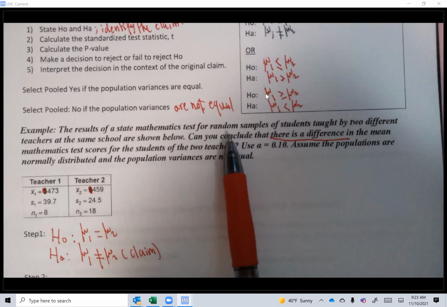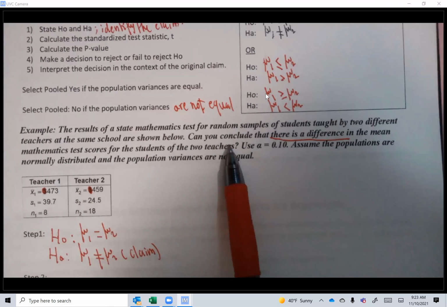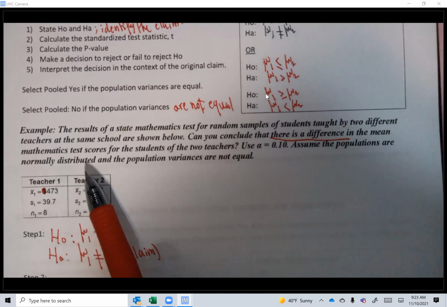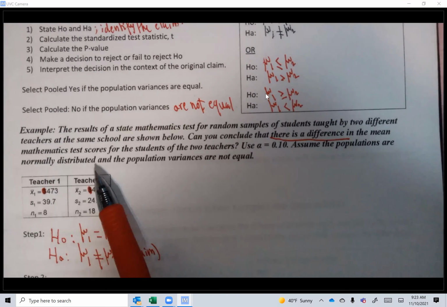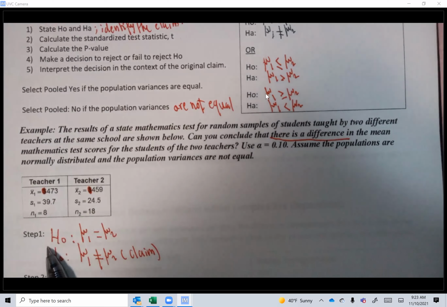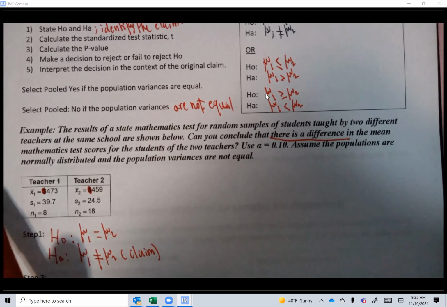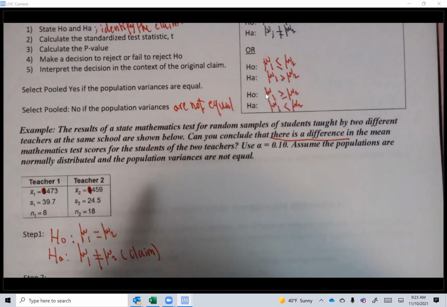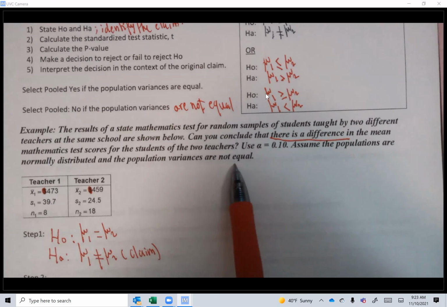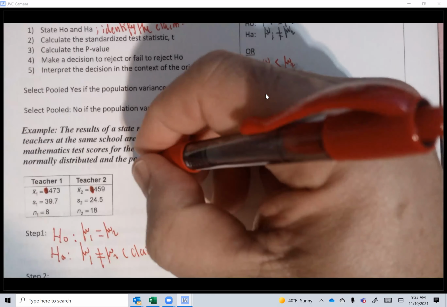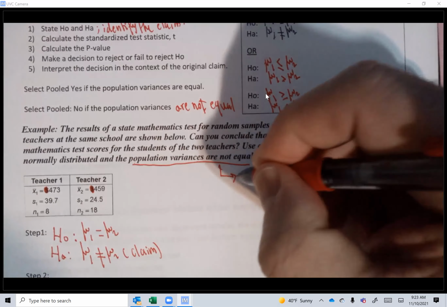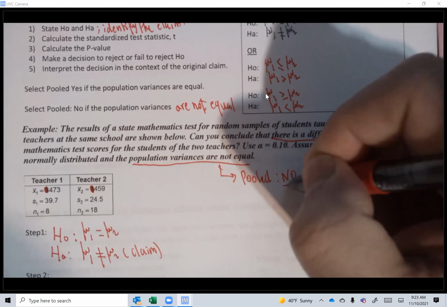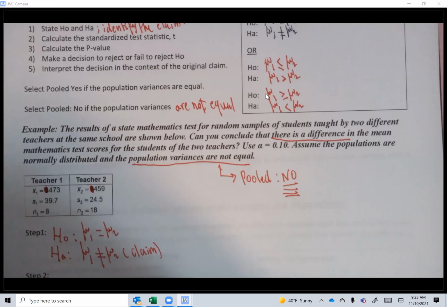Now, he says that the populations are normally distributed, guys. Look, so we don't care about the sample size, whether it is less than 30 or more than 30. And actually, the sample sizes are less than 30, but because the populations are normally distributed, we're in good shape. You see, guys, where he says here, population variances are not equal. That means when it comes to pooled on the calculator, you're gonna select no. That's what it means.